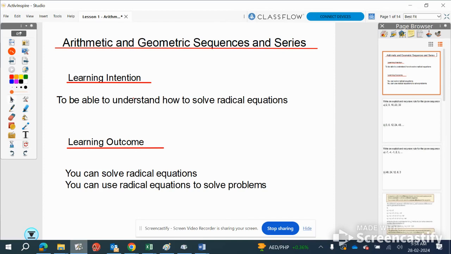Alright, so we're going to have a look at arithmetic sequences. We're going to look at geometric sequences and series. Oh, I haven't changed what the goals are. Oops, it's just as radical.